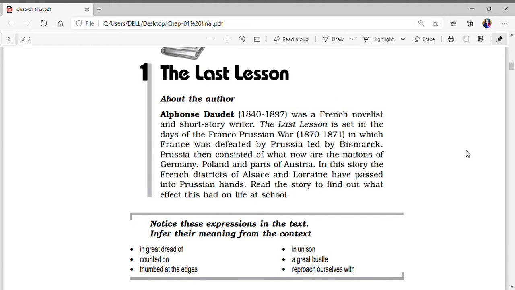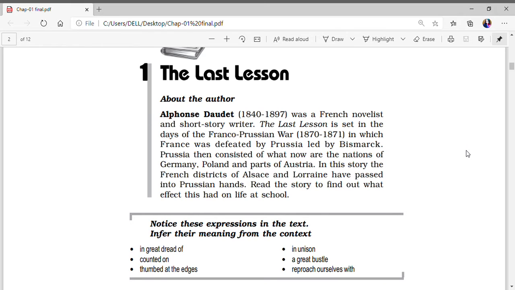So Alphonse Daudet, as you can see here on your screens, was born in 1840 and died in 1897. As a student, you must know each and every tiny detail of the chapter in order to score good. So firstly you have to learn a bit about the author, and then we shall move on to the explanation, and then finally the analysis.